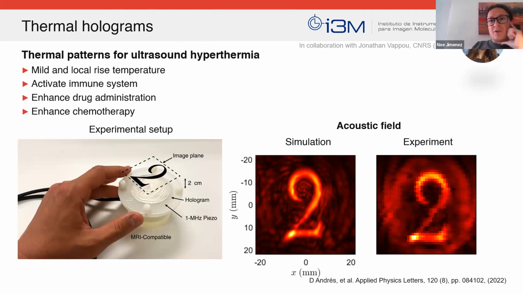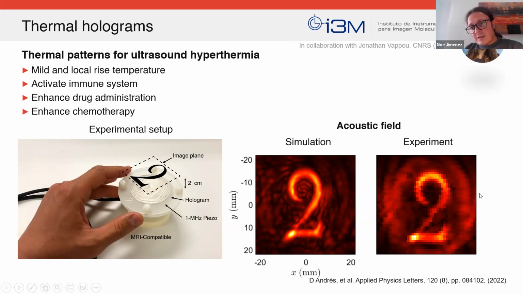This was doing only mechanical effects to the brain, but we can do it also with thermal holograms. And in collaboration with Jonathan Vappou, with Université de Strasbourg in France, we tried to raise the temperature of the tissues using acoustical patterns controlled by a hologram. So this was the first pattern we tested. Just this is the shape of the tube. And this is how the hologram looks like with the transducer. We made the transducer 3D printed and MRI compatible.